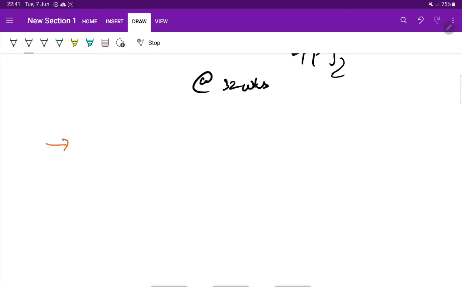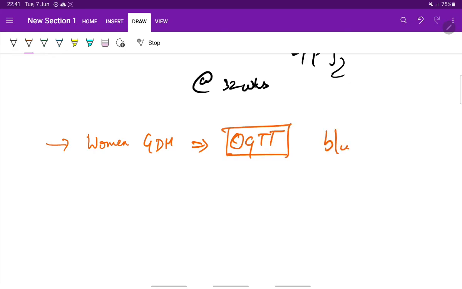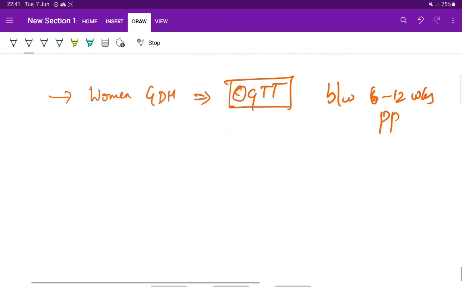Then after delivery, the woman who was diagnosed to have gestational diabetes mellitus should undergo the oral glucose tolerance test between 6 to 12 weeks postpartum. This is postpartum testing for mothers with gestational diabetes mellitus.